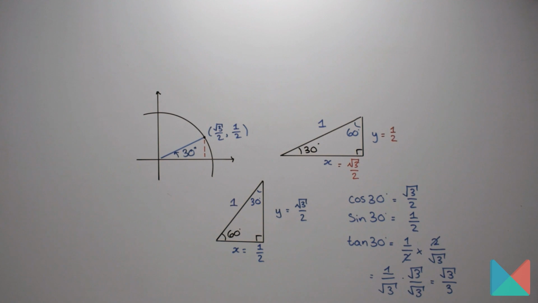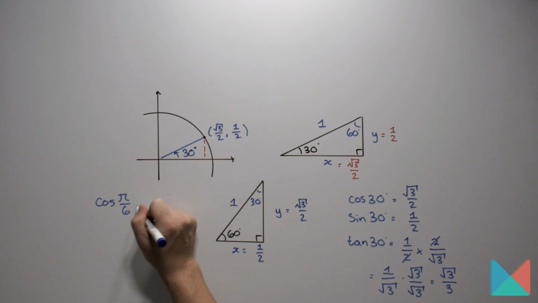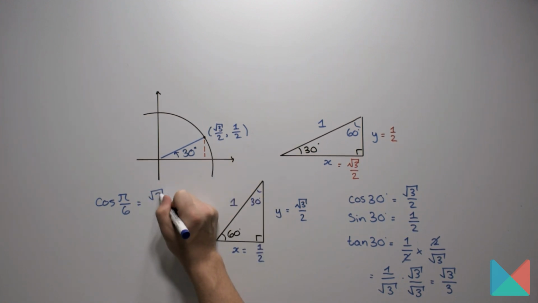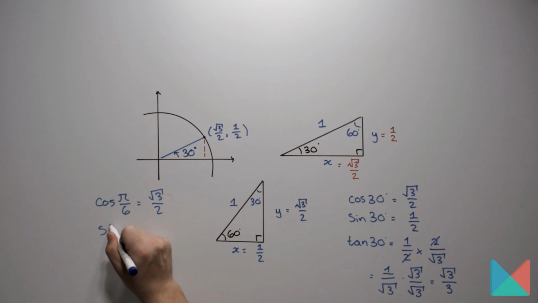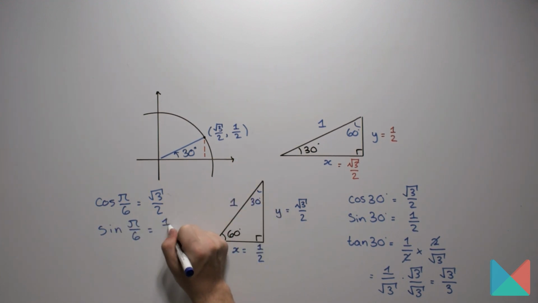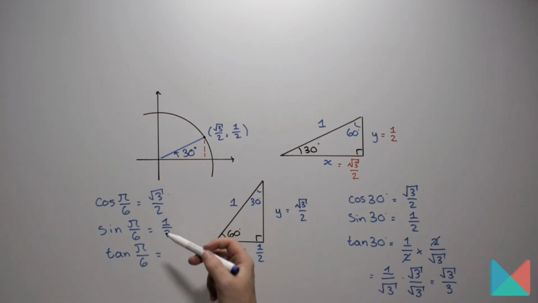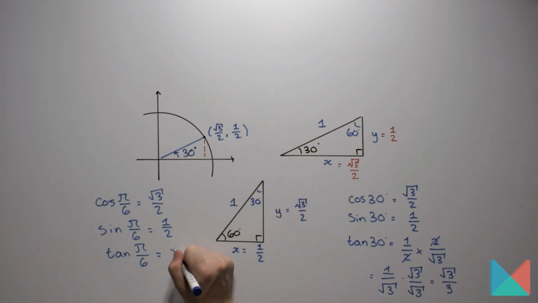And let's also consider these coordinates in terms of radians. So 30 degrees in radians is going to be pi on 6, and that means that cos of pi on 6 radians is going to be our x component, root 3 on 2, and sine of pi on 6 radians is our y component, which is a half, and tan of pi on 6 is going to equal our sine, a half, divided by our cosine, root 3 on 2, which is calculated here to be the square root of 3 divided by 3.